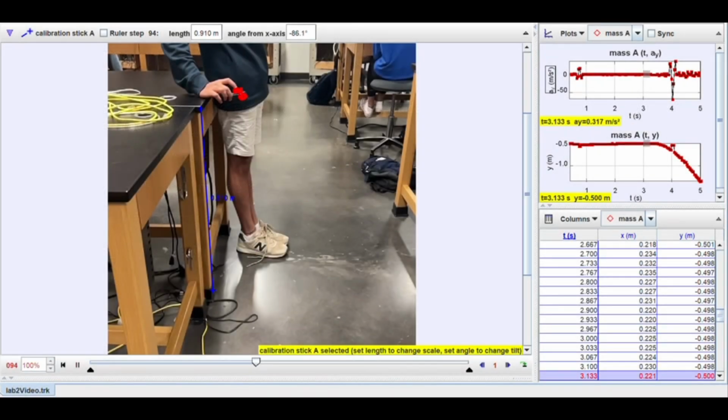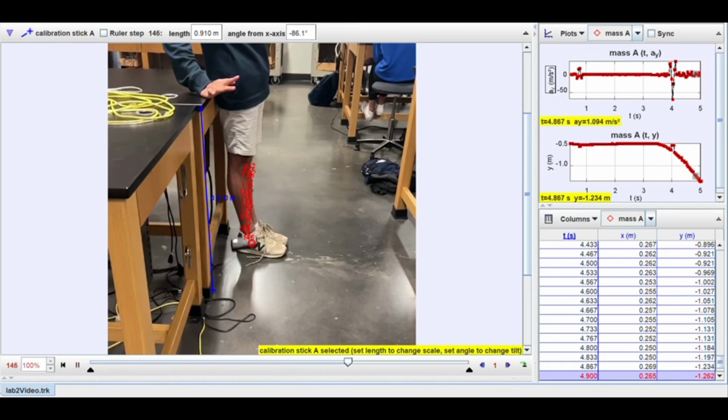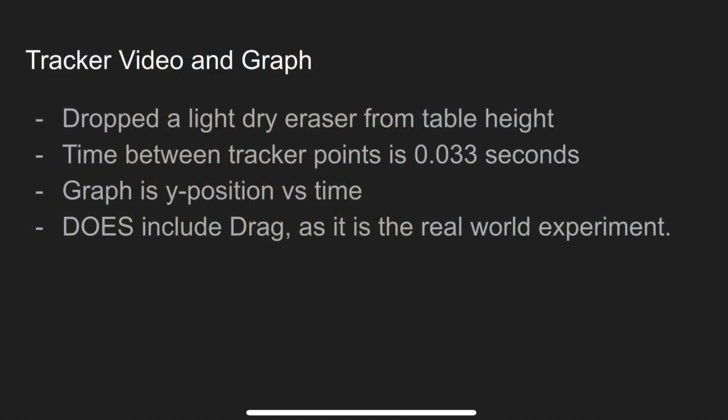In order to show the free fall of an object moving slower than a rock, we dropped an eraser from the height of a table and then used the Tracker software in order to track its movement over time. This eraser was light, and therefore it dropped slower than a rock, and it experienced drag and air resistance. We dropped it from the height of the table. The time between our tracker points is 0.033 seconds, and the graph is y position versus time, and this does include drag as it is a real-world experiment.